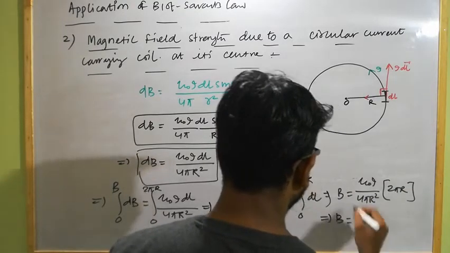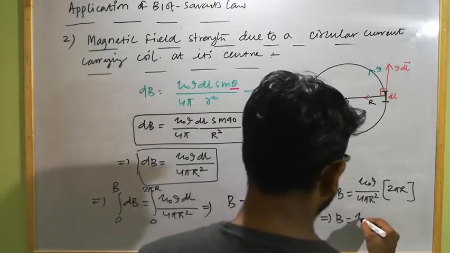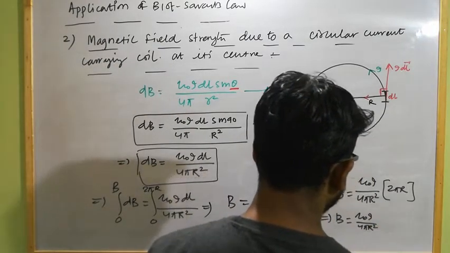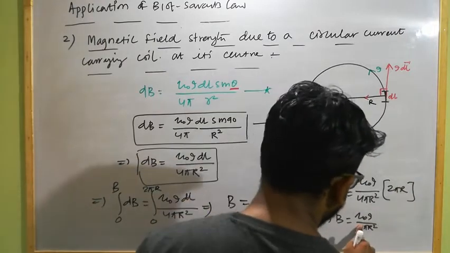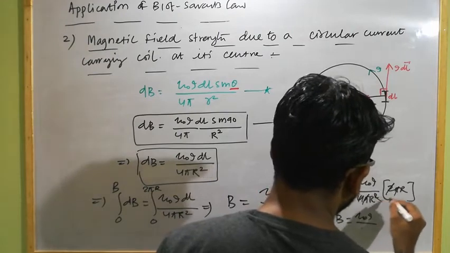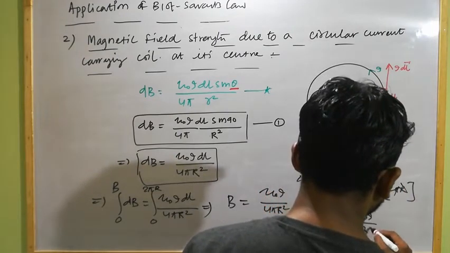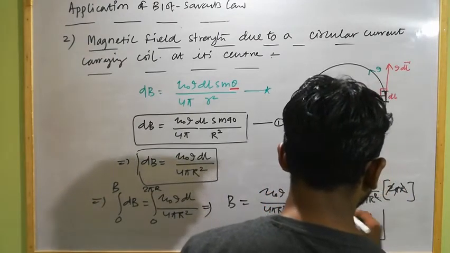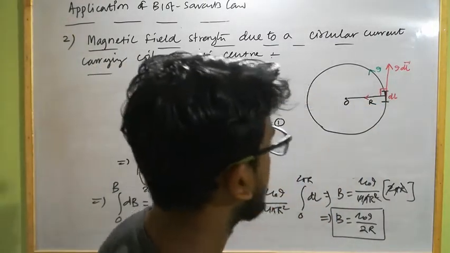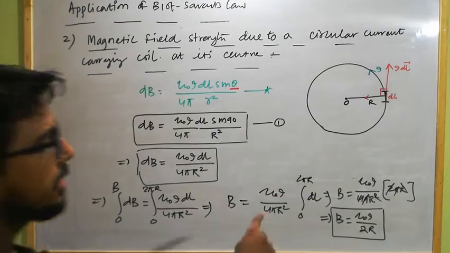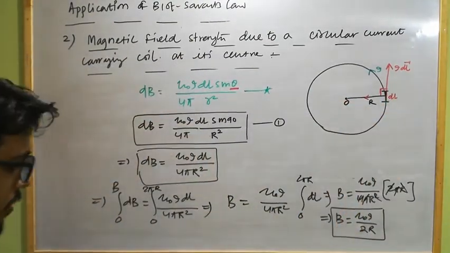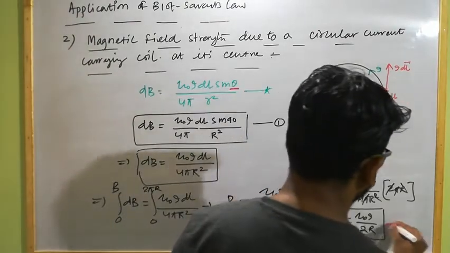So the magnetic field strength B at point O will be mu naught I by 4 pi R square into 2 pi R. Here 2 pi cancels, R cancels, so it becomes 2R. So the magnetic field strength at the center of a circular current carrying coil is mu naught I by 2R. What is R? R is the radius of the circular current carrying coil. You have to remember this formula.